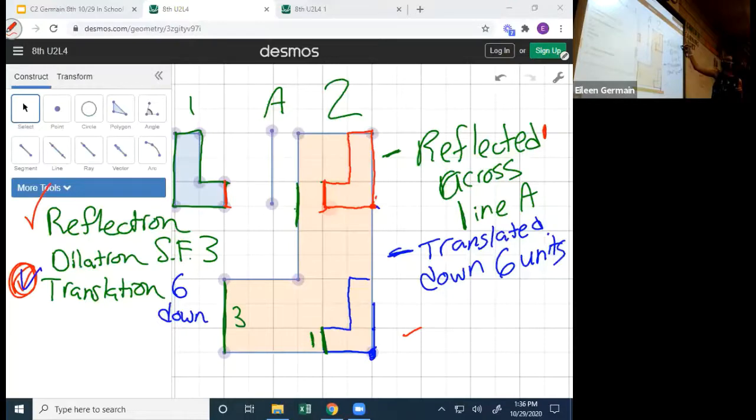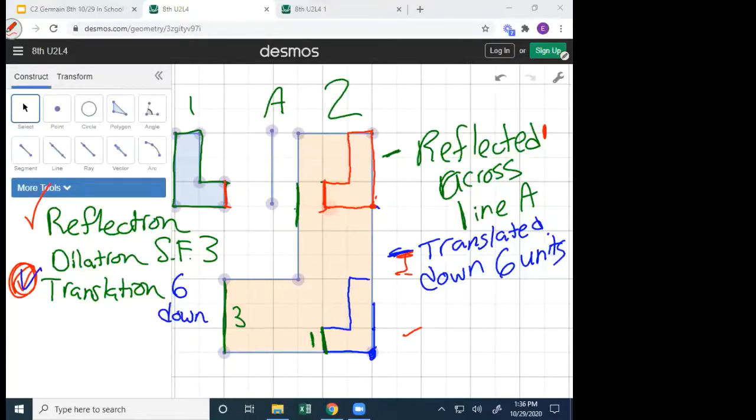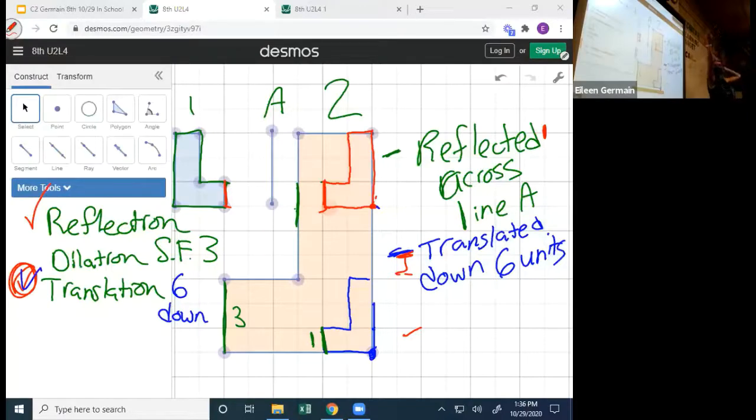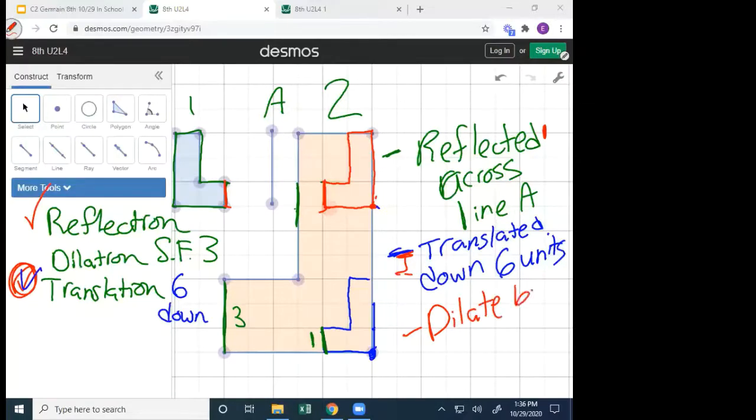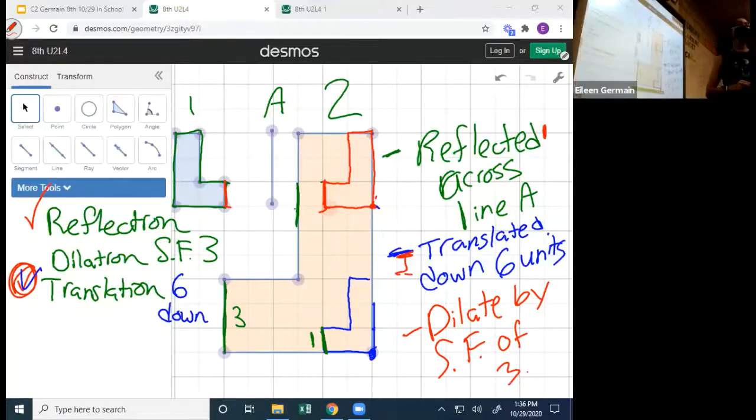We wrote that one right here. Reflected across line A. Then we translated down 6. What was our last move? You dilated it with a scale factor of 3. Yes, Giovanni! Dilate by a scale factor of 3. Very good. These need to be written down either on the slides where it says the sequence of transformations or in your textbook at the bottom of that page.